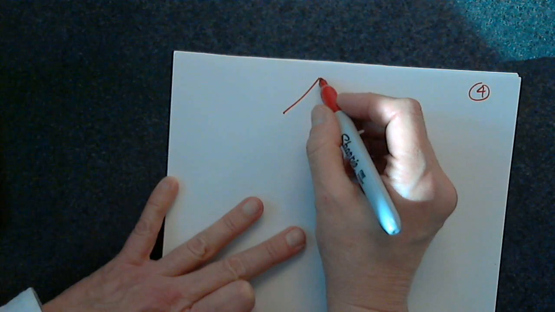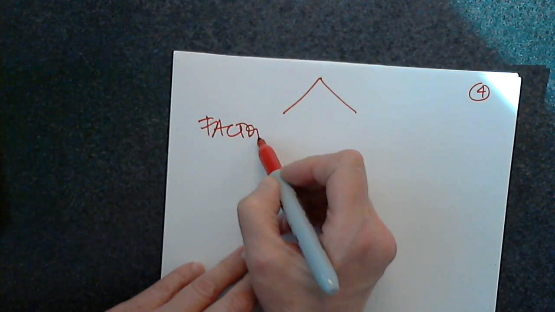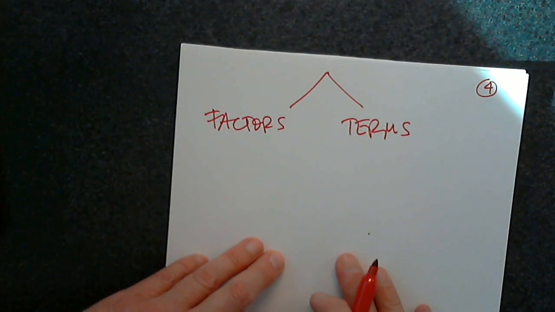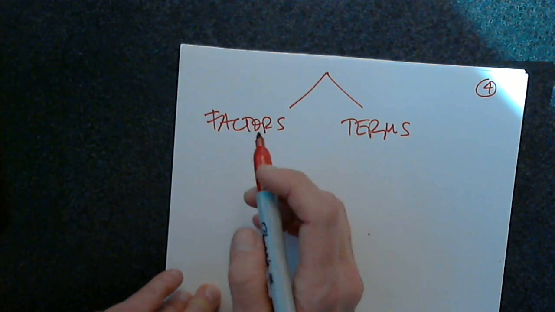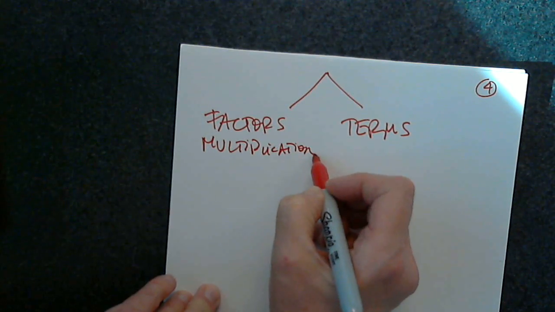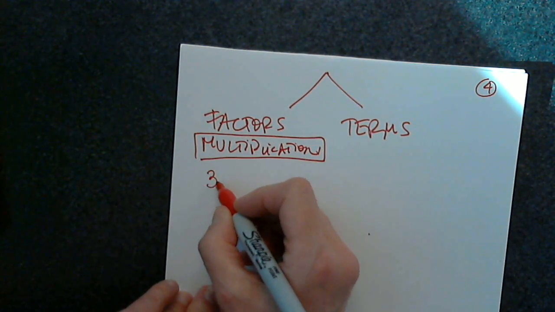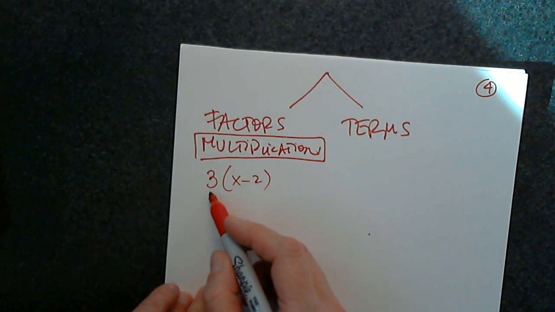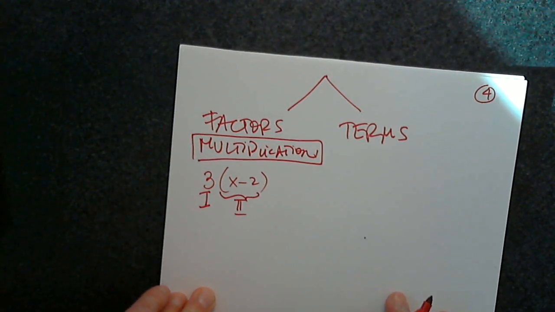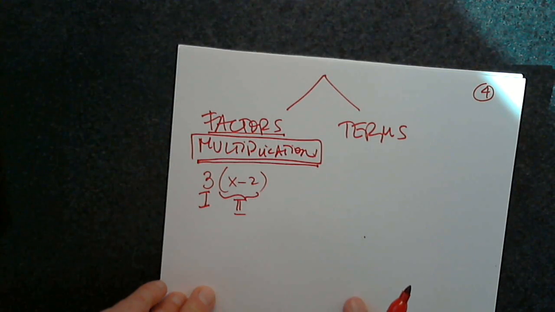So we have two different ideas here. One is factor or factors, and the other one is terms. When we talk about factors, we talk about multiplication. Only multiplication. Like, let's say 3x minus 2. This is the first factor, and this is the second factor. So when we talk about factors, we only talk about one operation, which is multiplication.